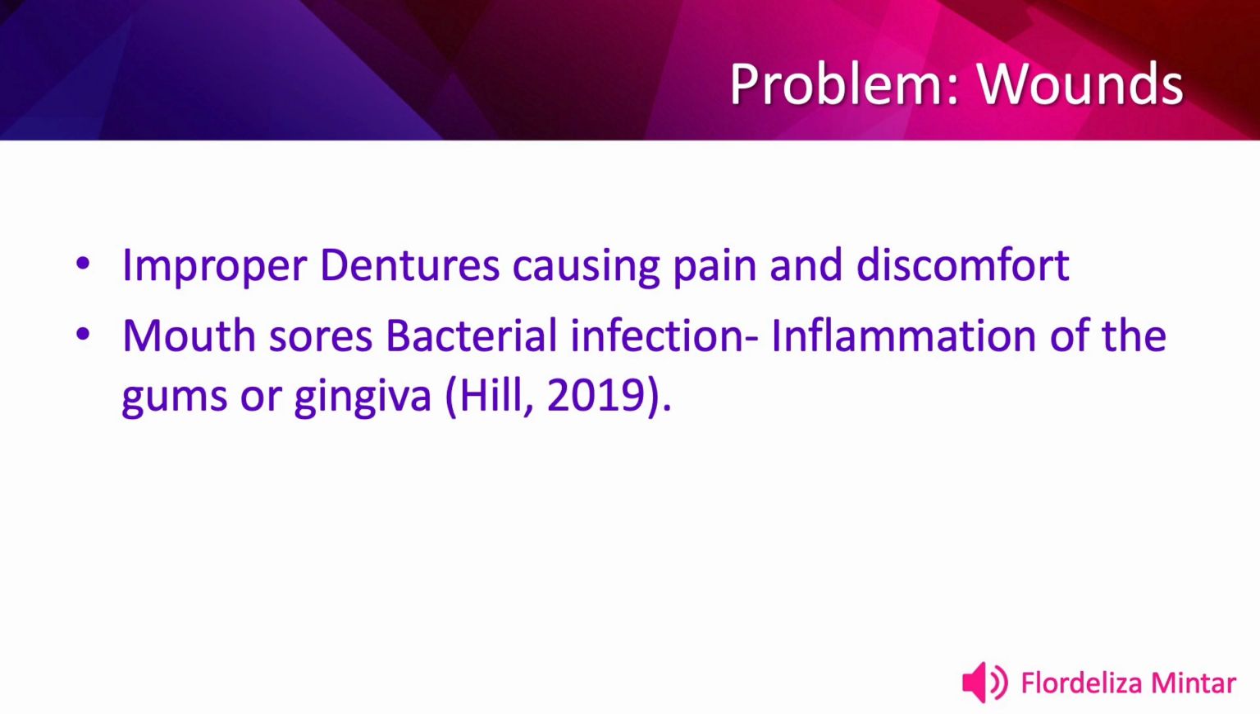Bacterial infection: inflammation of the gums or gingiva that is caused by improper use of dentures, causing gum infection. These conditions are favorable in developing oral ulcers, decreasing food and fluid intake, which leads to malnutrition. Malnutrition impedes the healing of existing wounds. Malnourished older people can have pressure ulcers, infections, and delayed wound healing, resulting in chronic non-healing wounds.